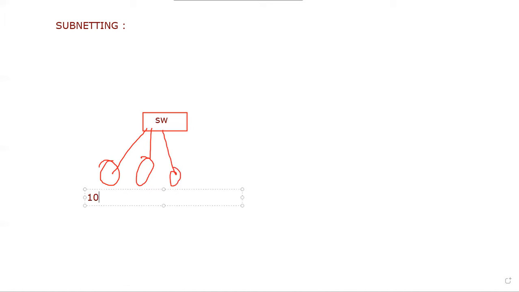If we have used one network ID in our network, for example, the same network ID like 10.0.0.1, 10.0.0.2, 10.0.0.3, with the same subnet mask for all three PCs, 255.0.0.0. And if they are connected with each other, this is LAN.